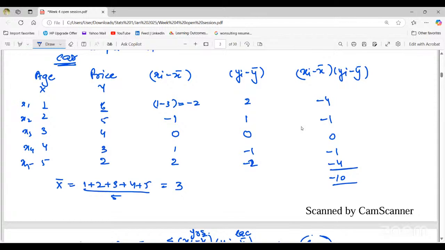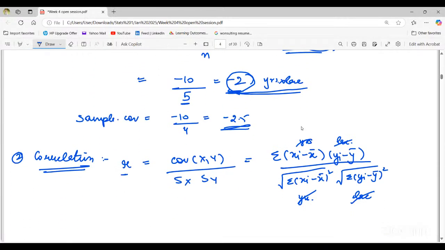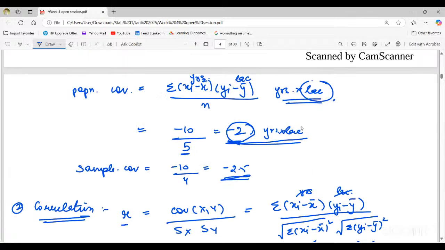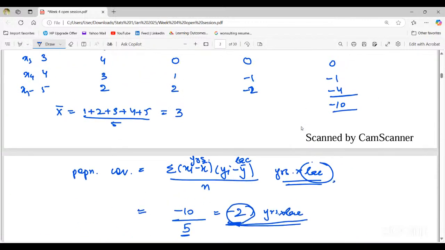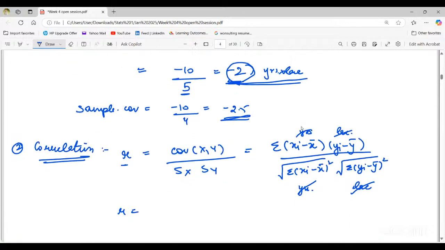So basically this was my table. So my correlation R is the summation of (xi minus x bar)(yi minus y bar), right? So this would be minus 10. This is minus 10, correct?